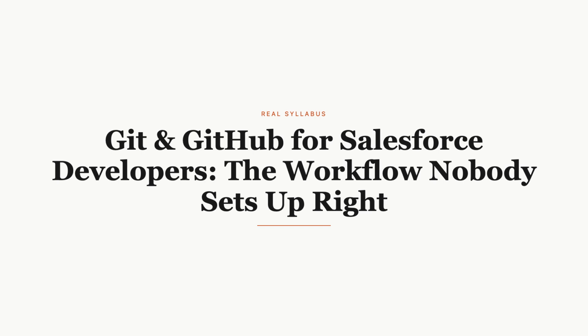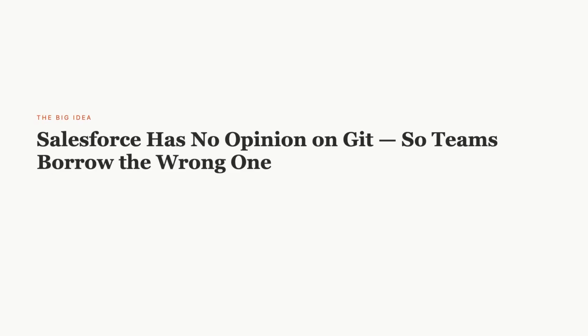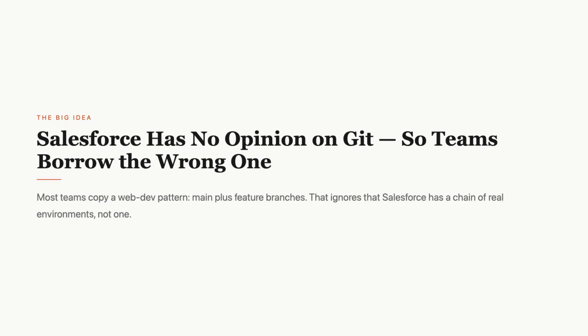Salesforce doesn't ship an opinion on version control, so most teams borrow one from web development. Main branch, feature branches, done. That doesn't work because you don't have one environment. You have a chain of them. Production, UAT, maybe a full sandbox, developer sandboxes or scratch orgs underneath. Your branches need to mirror that chain, not ignore it.